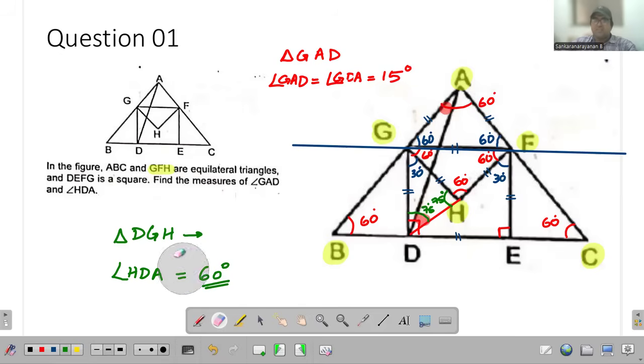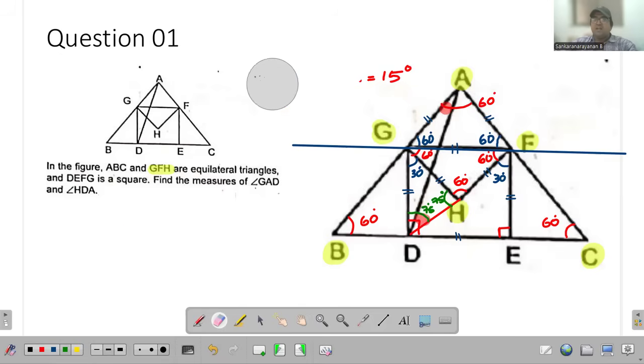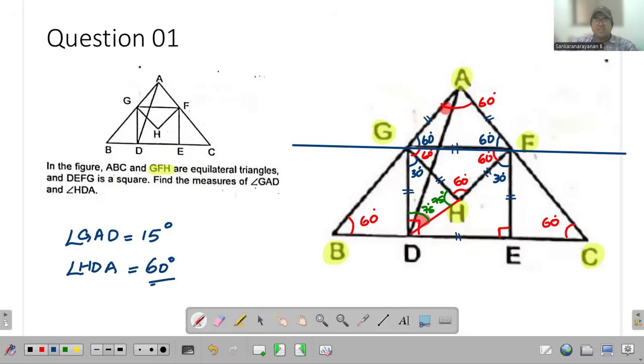So in the question, we are asked to find the measure of angle GAD. I can thus infer that angle GAD has to be 15 degrees, and similarly, angle HDA has to be 60 degrees. These are the two values that you are asked to find out. And thus we have attempted our first question here. I hope this explanation is clear to you all.